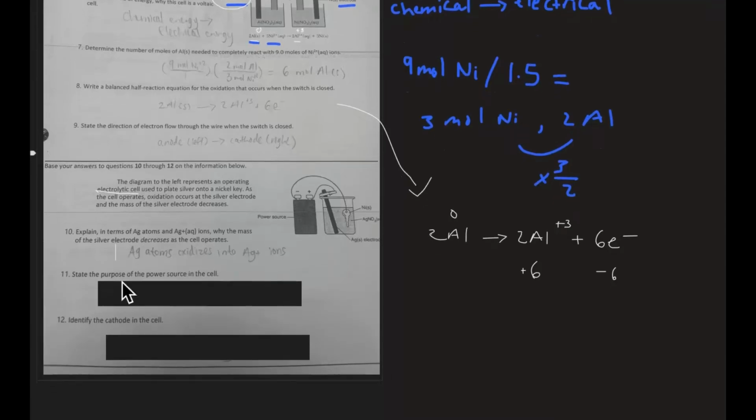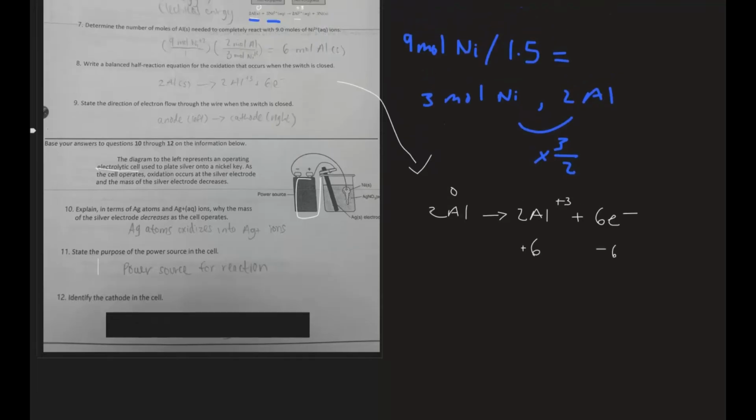So boom. Number 11, state the purpose of the power source in the cell. Well, the power source is really what drives this reaction. So the purpose of this power source, or in our case, I'm assuming it's a battery here, is to drive the nonspontaneous reaction. So boom. All right, number 12, identify the cathode in the cell. Well, we kind of did that because we said it starts in the anode with the silver, and then we end on the other side, which in our case would just be nickel. Right, so our nickel solid is going to be the cathode.